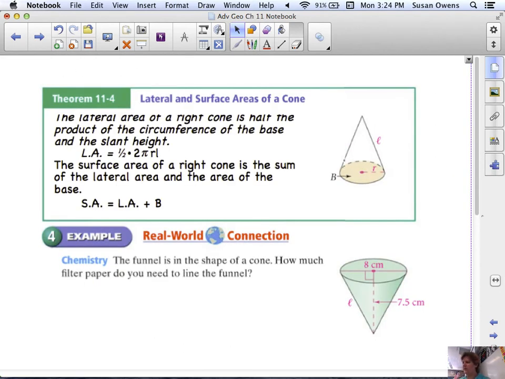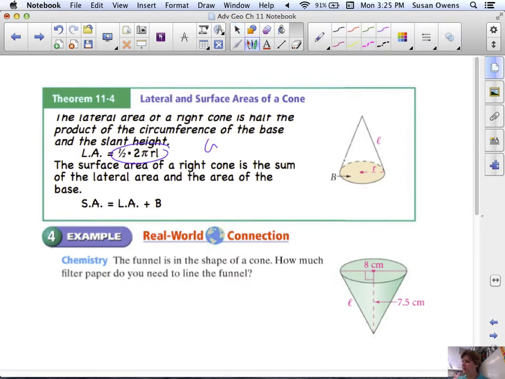So here are the formulas. I'll read it since it's got cut off a little bit. The lateral area of a right cone is half the product of the circumference of the base and the slant height. So they give you the formula all written out. I like to use lateral area is 1/2 the perimeter times the slant height. It's the exact same formula as what I use for the pyramids, except for this, the perimeter is going to be a circle. And the lateral area, or surface area, is still the lateral area plus a base.